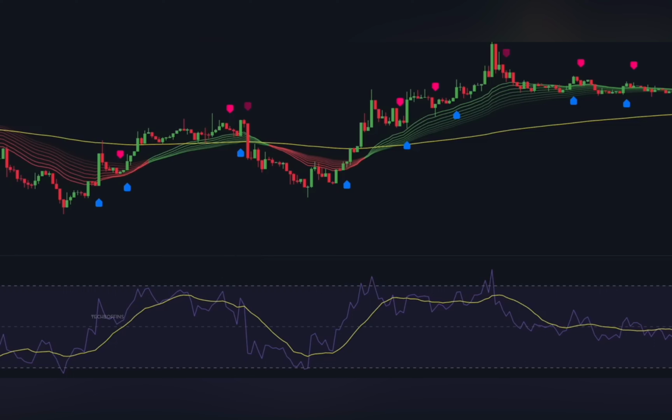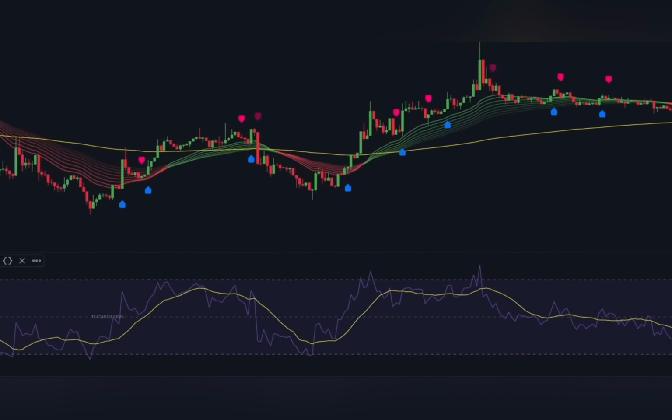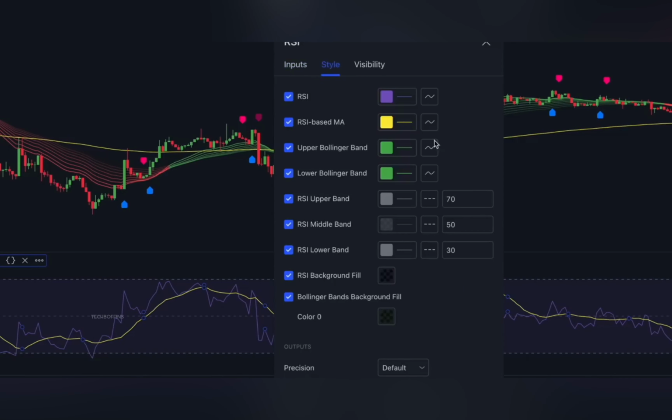We will make the RSI more sensitive as part of our plan. This way, we'll obtain more legitimate trade entries. So, open the indicator style and set the RSI upper band to 60 and the RSI lower band to 40.